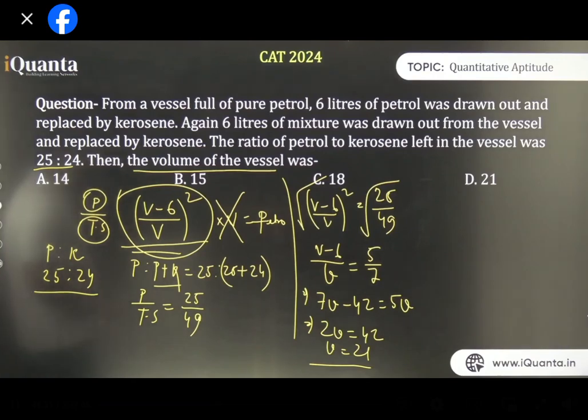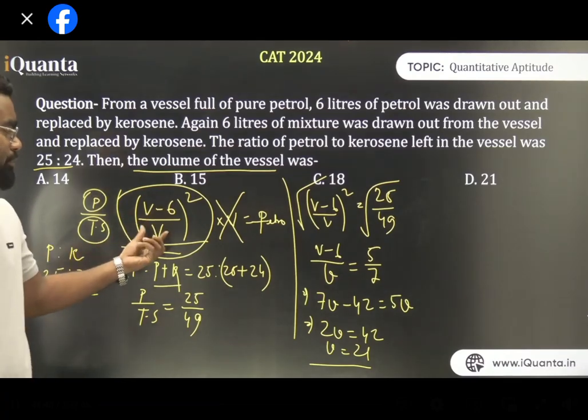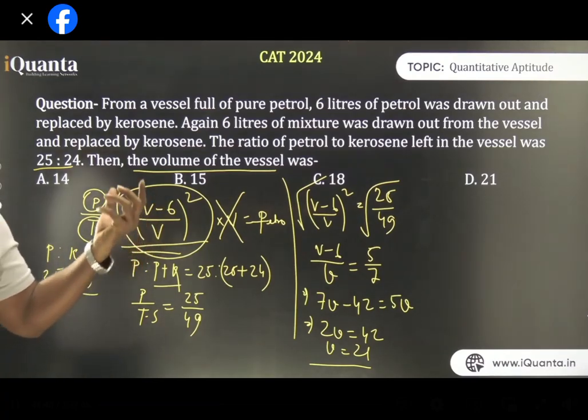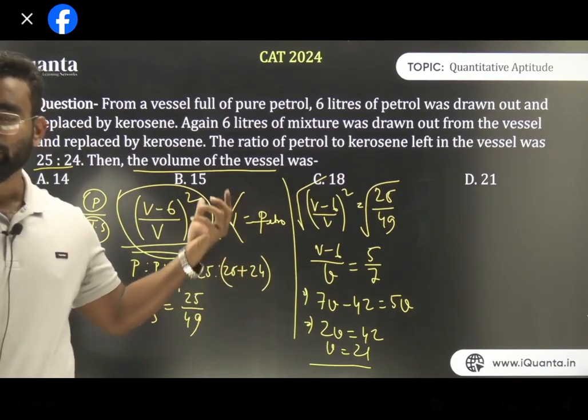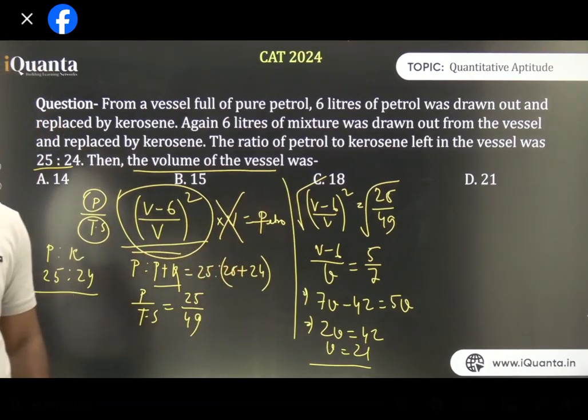Is it fine? All of you guys, let me know whether you have any doubts or any difficulties in it. कोई भी doubt है तो बताओ मुझे. Any doubt you have, just let me know. This is how we solve this question. So remember, this (V minus 6) upon V is basically the ratio of petrol to the original solution. I guess all of you have done it in the previous class, like the application class. Right, so yes, if you have done it, that is perfect.